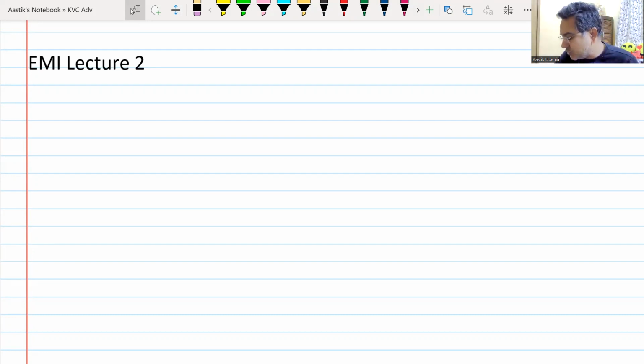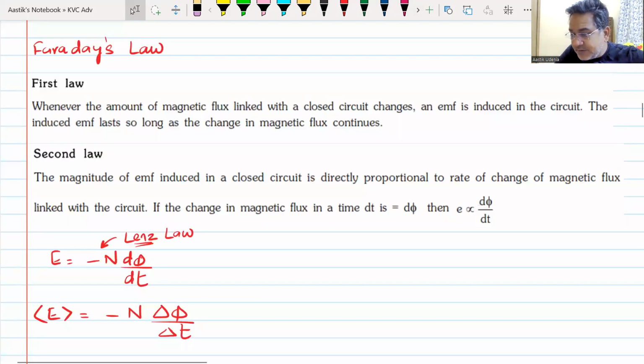This is lecture number 2 in EMI, and we will try to wrap up the different ways in which current can be induced. We have seen in the first class Faraday's law of electromagnetic induction. Whenever there is a magnetic flux and it keeps on changing with time, you have an EMF induced in the coil, and that EMF is minus n d phi by dt. It is basically equal to the negative of the rate of change of flux.